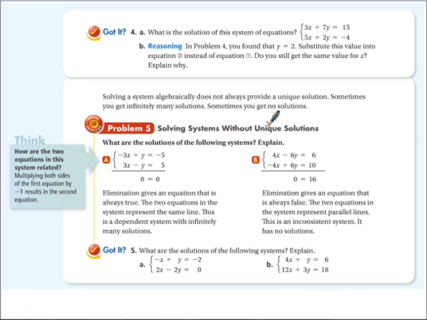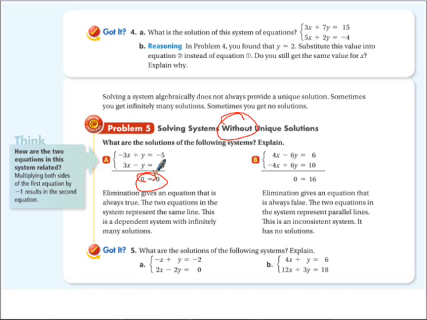Solving systems without unique solutions, okay? Solving a system algebraically does not always provide a unique solution. Sometimes you may get infinitely many, or you may get none. And here's how this works. If we were to add down, we would end up with 0 over here and 0 over here, okay? That is infinitely many. These are actually the same line.